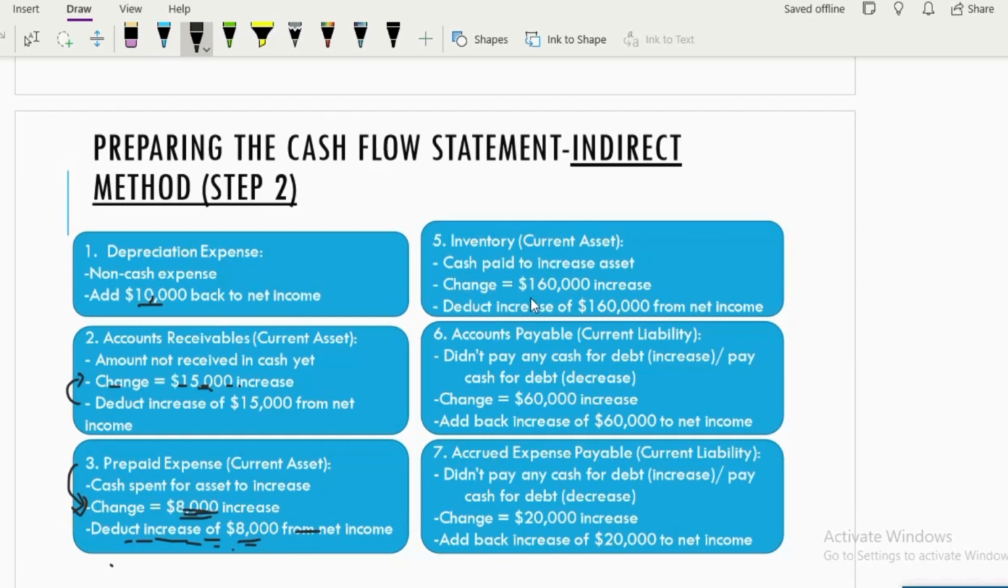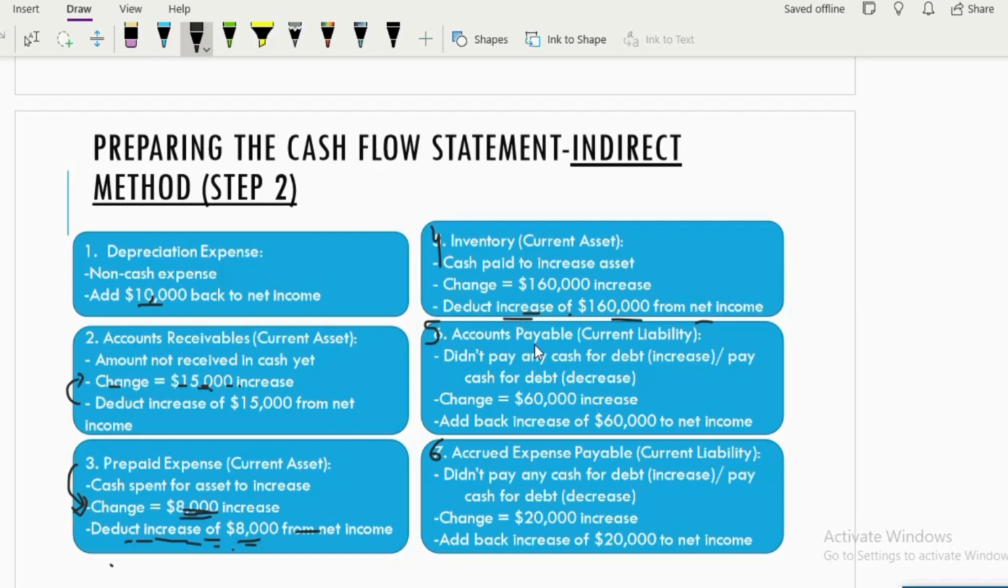Moving on towards point number 4, it's a typo, and this is 5, and this is 6. Inventory. So our inventory is also increasing. When inventory increases, it means that we purchased it, and this inventory is used in the operations of the company. So we are going to deduct this increase in inventory from the net income. Also, this is the result of operations, but the income statement does not have it, so we have to show these operations in the operating activity section.